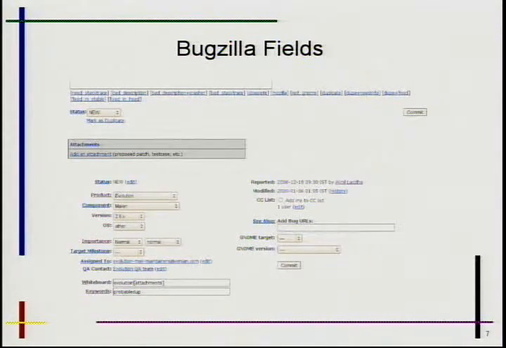Some other fields are also there, as I defined, like whether it's a GNOME bug or not. Mozilla is also available. If it's a Mozilla related bug, you can just click on Mozilla. It will have the Mozilla Bugzilla URL, and the reporter can refer to the Mozilla Bugzilla.